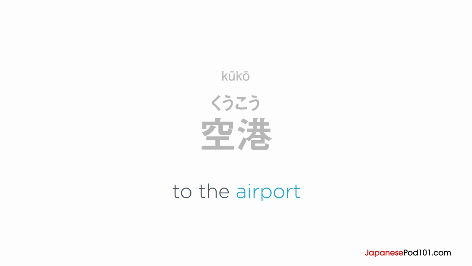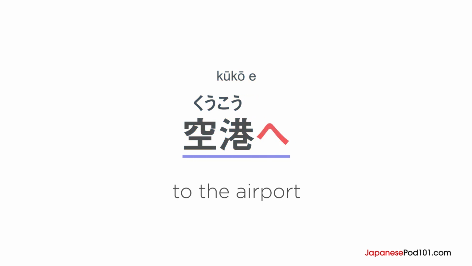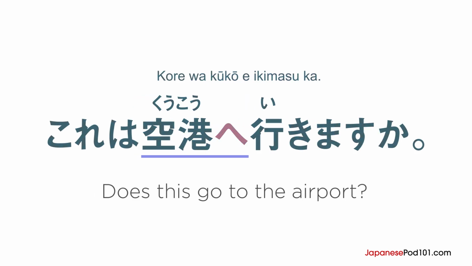Airport in Japanese is 空港. So, 空港へ。 How do you say then, go to the airport? 空港へ行きます。 Let's make a full sentence using this phrase. これは空港へ行きますか? This means, does this go to the airport?